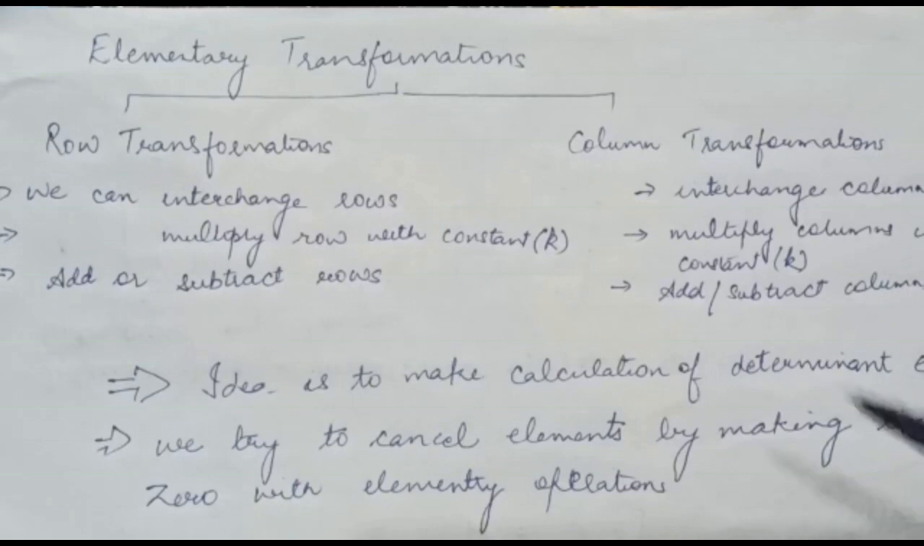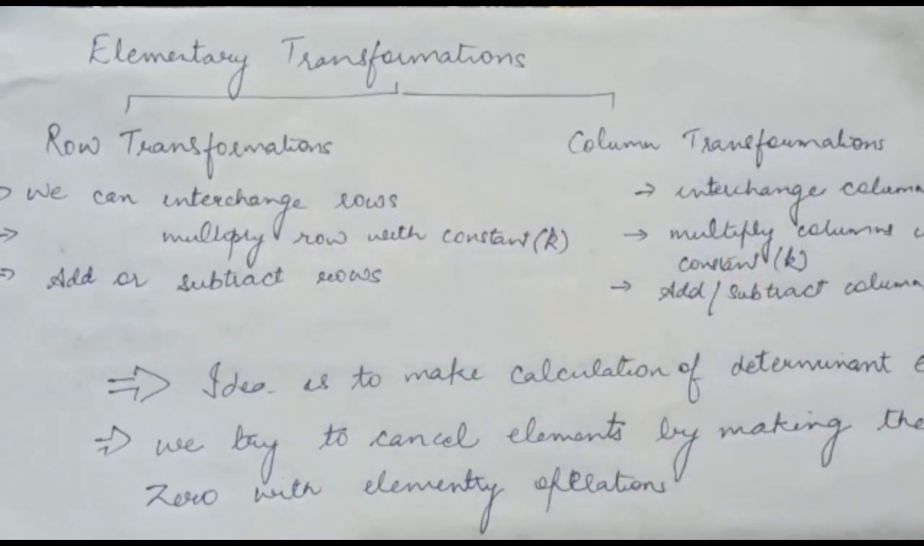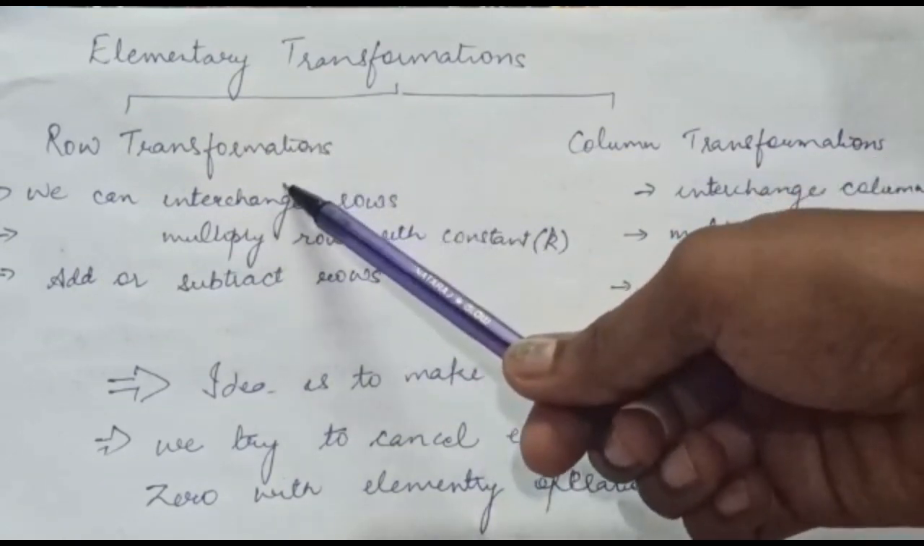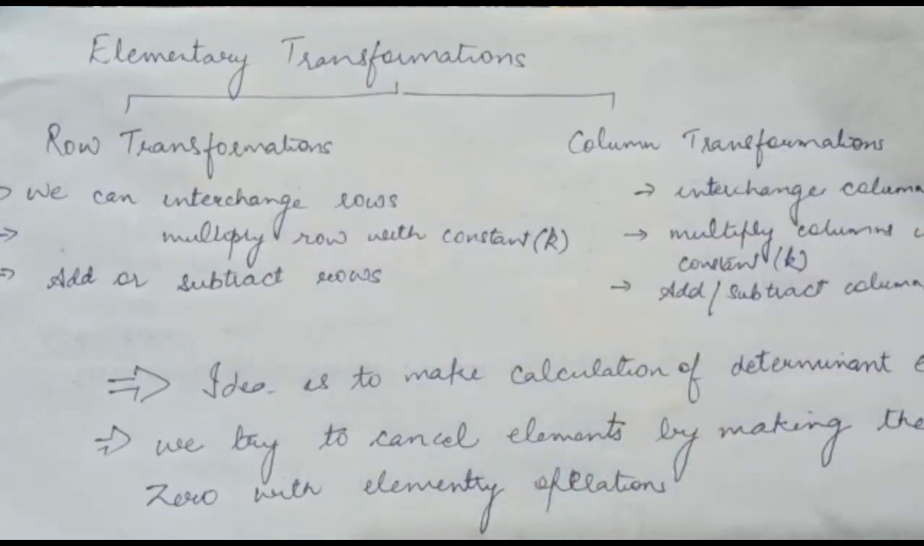The topic for this video is elementary transformations, also known as elementary operations. There are two types of transformations. First is row transformations and second is column transformations. Here we introduce some transformations for the purpose of reducing our calculation part.